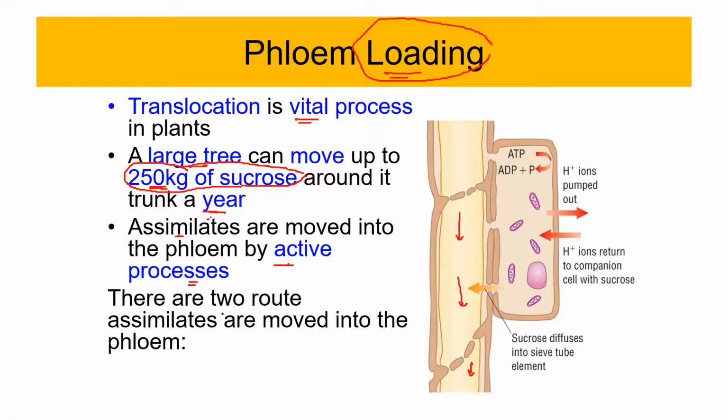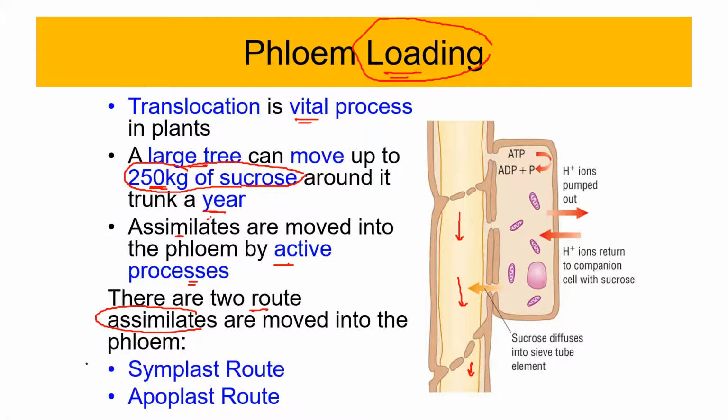So there are two routes. ठीक है, assimilates are moved into the phloem. ठीक है, so these are the symplast route and the apoplast route. So we have already talked about, okay, what does symplast route and what does apoplast route mean? We have talked about these in the xylem. We were studying xylem as well, or actually transport of water की जब हम बात कर रहे थे.